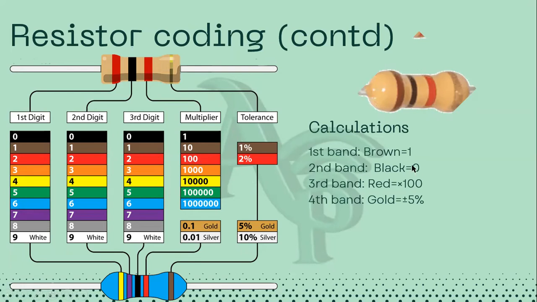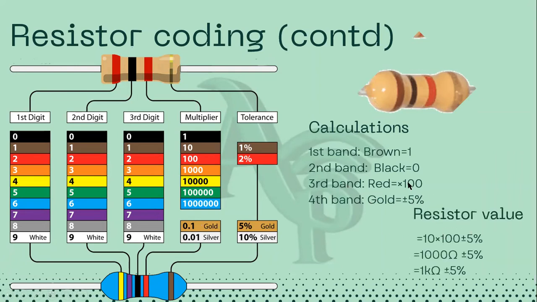Then we have our fourth color band, which is our percentage tolerance, something we're going to talk about later in this class. If you check here, we actually have gold. Under percentage tolerance, gold is 5%. So our percentage tolerance here is 5%.